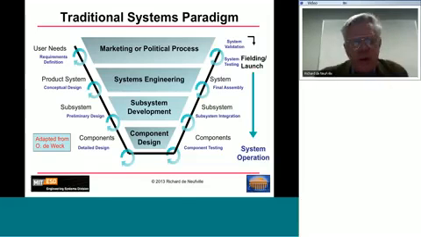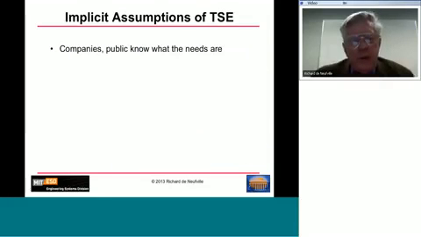However, let's think about what it's based upon. The implicit assumptions of what I'm calling TSE, Traditional Systems Engineering, is first of all, that somehow the client, the companies, the public know what the needs are. That's quite remarkable. Know what the needs are in terms of, do we need a 50,000 person auditorium, for example, or a stadium?